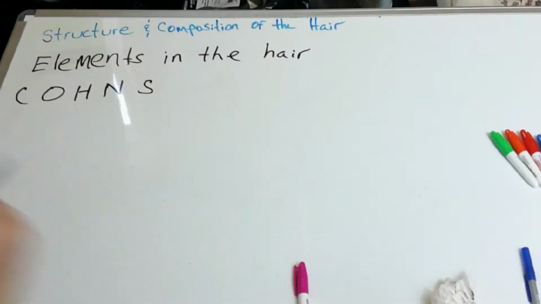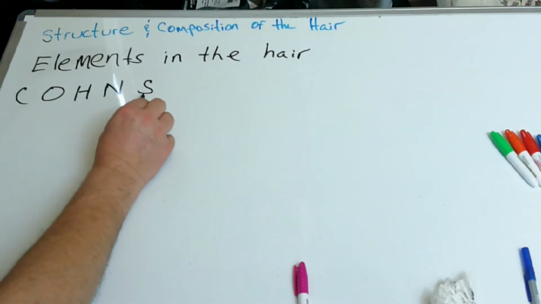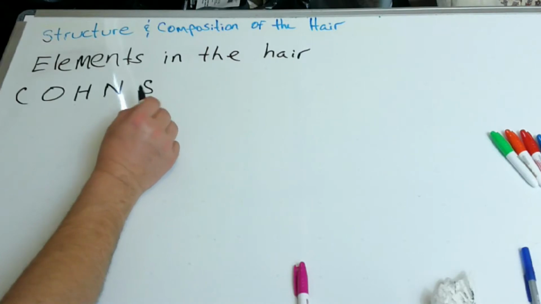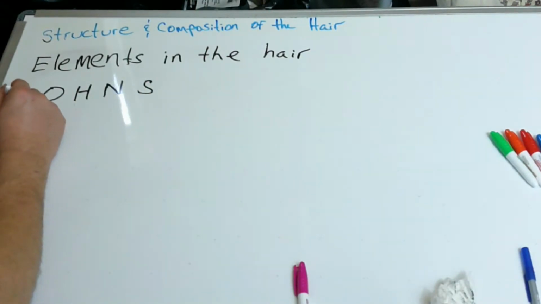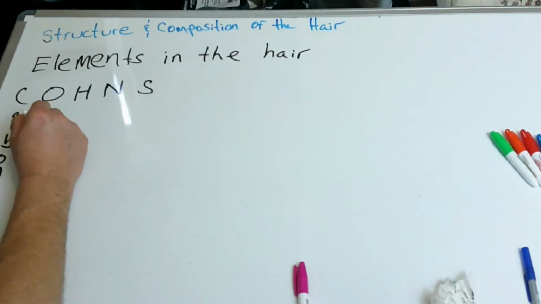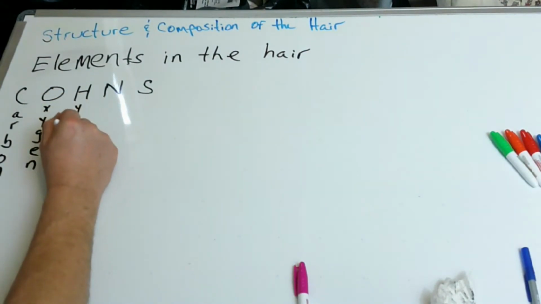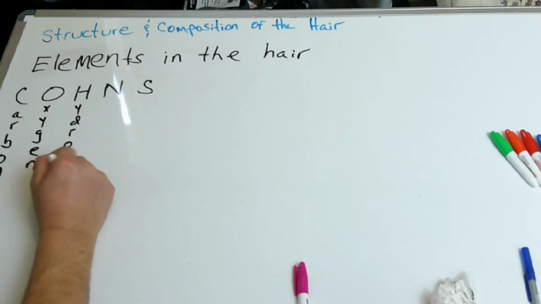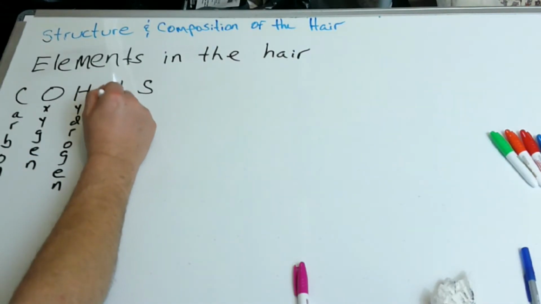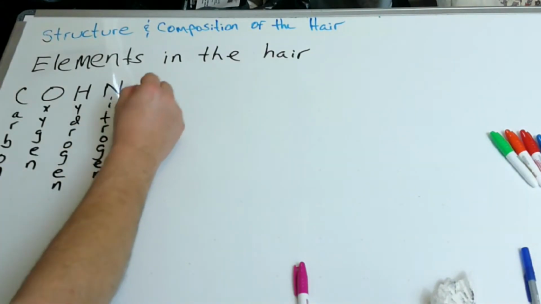So let's talk about the elements in the hair. As you see, I have written here C-O-H-N-S. All of these letters stand for an element. C stands for carbon. O is oxygen. H is hydrogen. N is nitrogen. And S is sulfur.